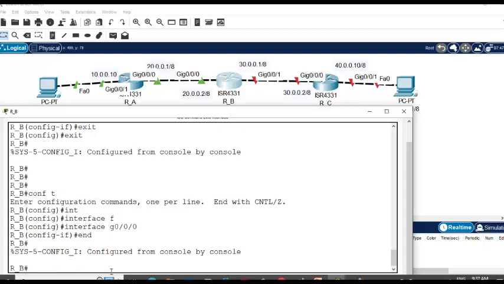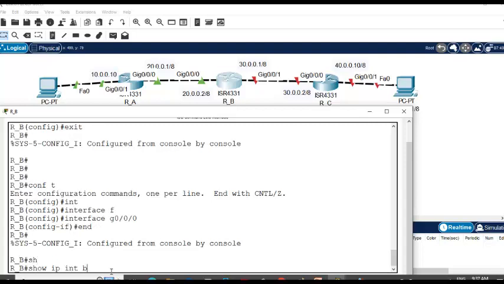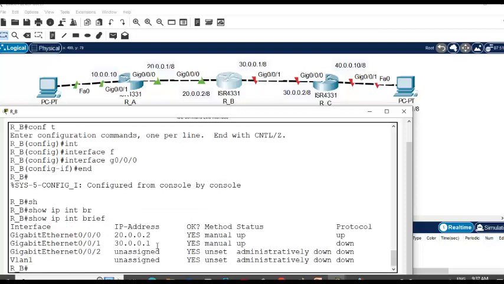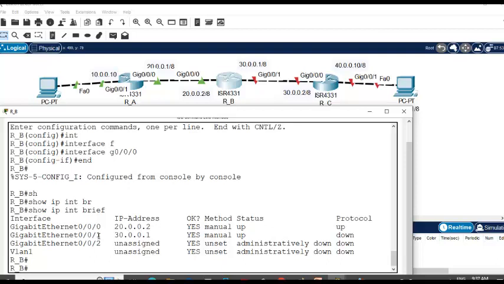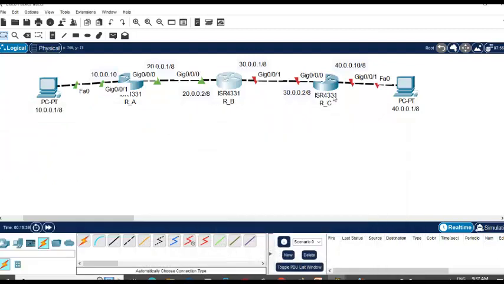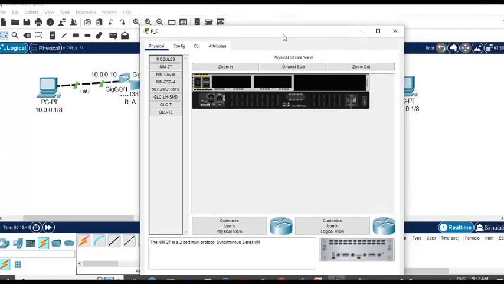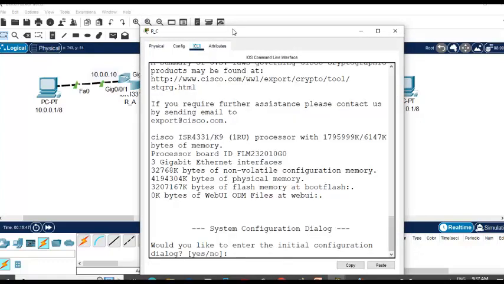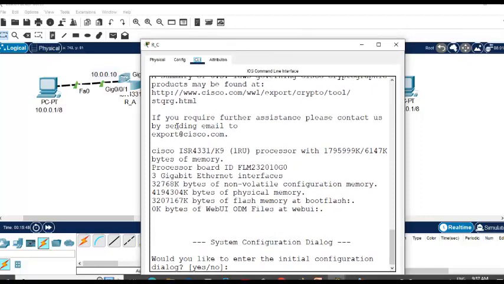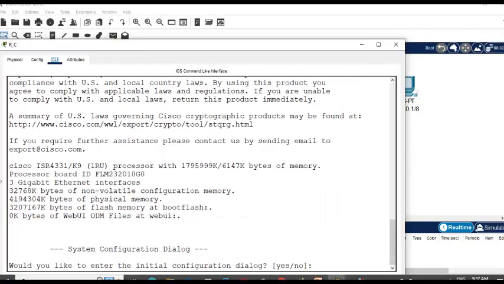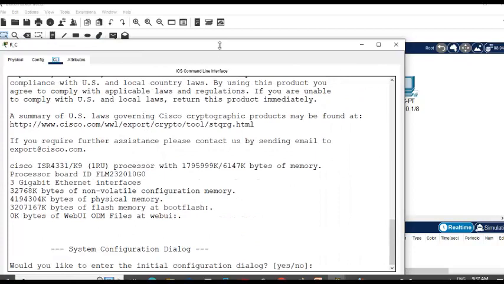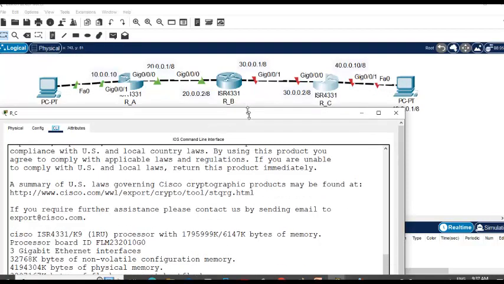Now we are in router C. Host name router underscore C. Interface G0/0/0, IP address is 30.0.0.2. And interface G0/0/1, IP address is 40.0.0.1. All right, let us verify now.